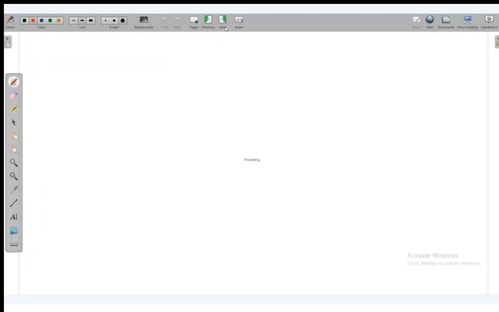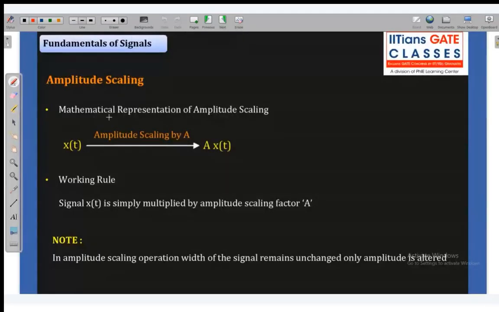So let's begin with the amplitude scaling. Amplitude scaling means you have the signal x of t and you scale it by a factor a, then the signal will be written in the form a x of t. Okay, a x of t.